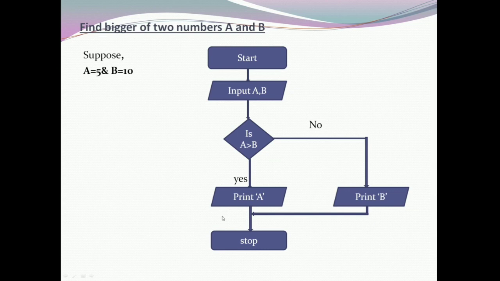Now, let's imagine the value of A is 10 and B is 5. Let's check the condition. Is A greater than B, which means is 10 greater than 5? 10 is greater than 5, which is a true statement. So it will print A, which is 10, the bigger number. And after printing the bigger number, it will go to stop, which shows the flowchart is completed.